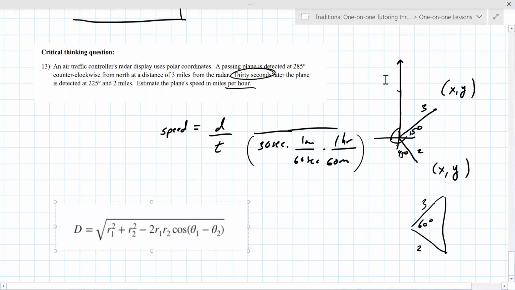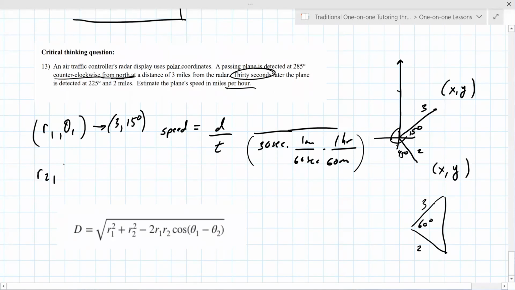But these are in polar coordinates. So the first one, if we were to do it in polar coordinates, we'd have to say r1 comma theta 1 is 3 comma 15 degrees. But the other one is bigger, and the reason is because they start from north and go counterclockwise. So you have to take into account that it's not the traditional 285 and 225.